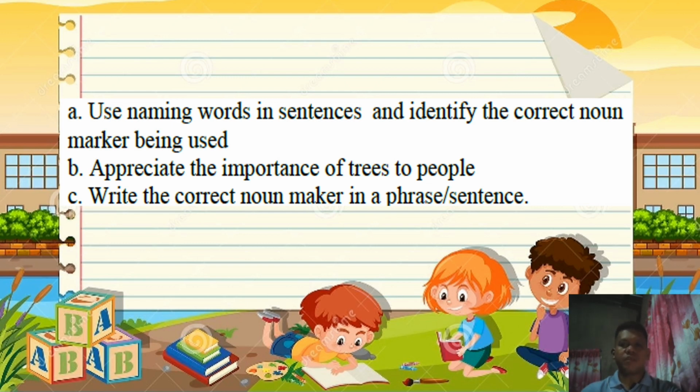In the objectives, learners are to use naming words in sentences and they are to identify the noun markers being used. By that, learners can process and understand what noun markers are. In addition, it is certainly developed since they are to write also the correct noun marker in the sentence, in which it touches about learning by doing.